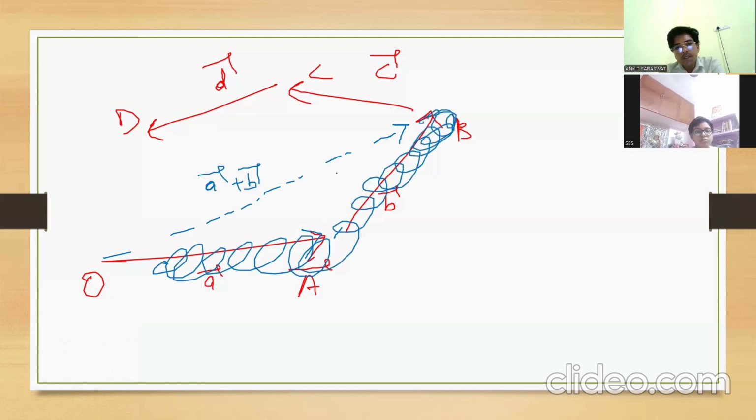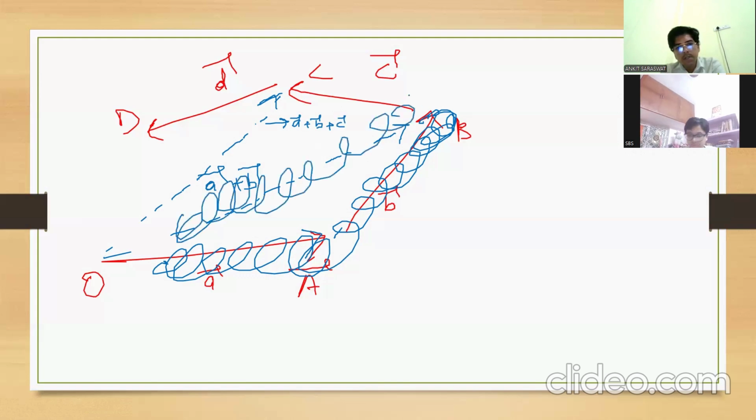Clear? Now this is one triangle, one length. Triangle law, how many sides are required? At least two. This is one side A plus B, this is C, tail to head, tail to head. Resultant of this will be what? Like this. It is A plus B plus C vector. Now remove this. Now A plus B plus C, resultant, and D is there.